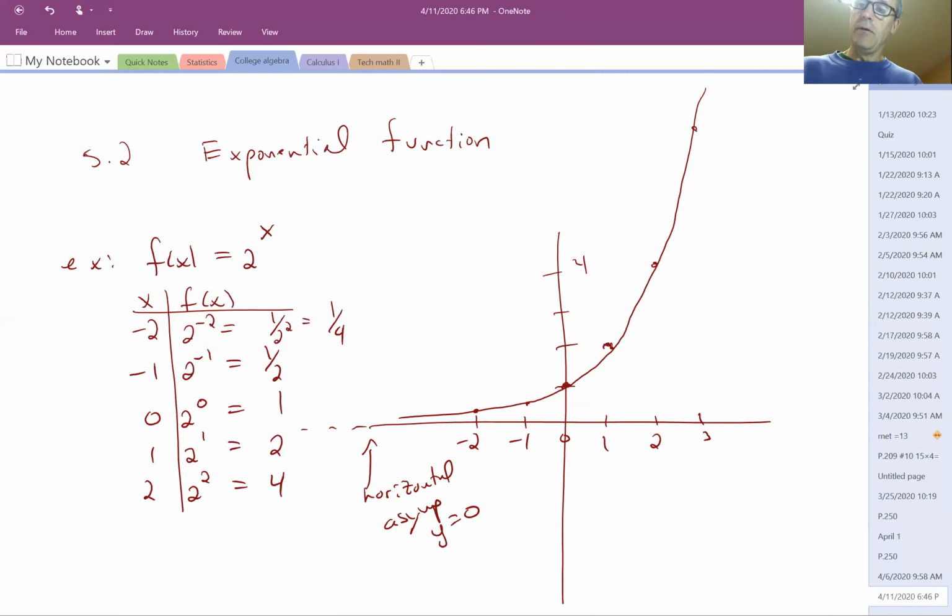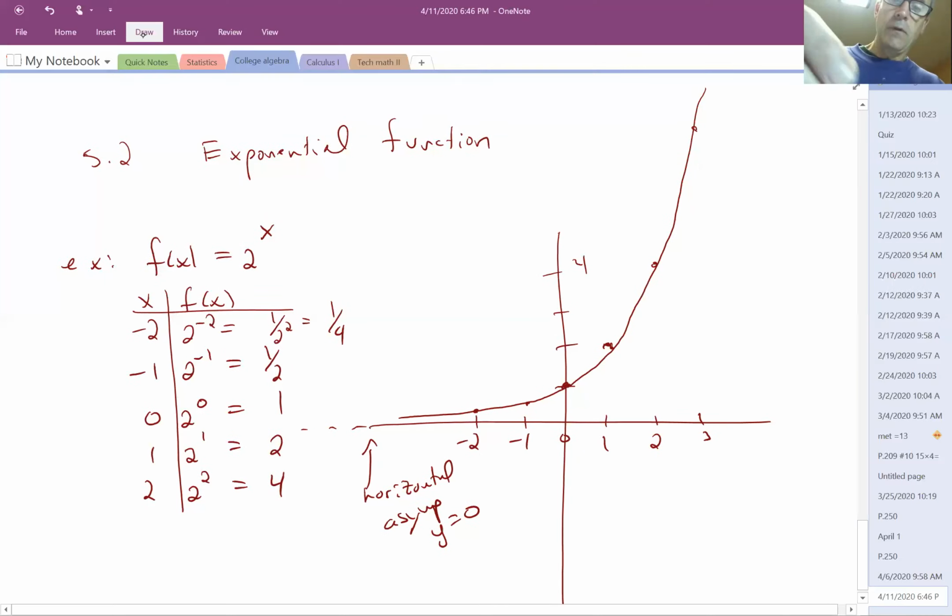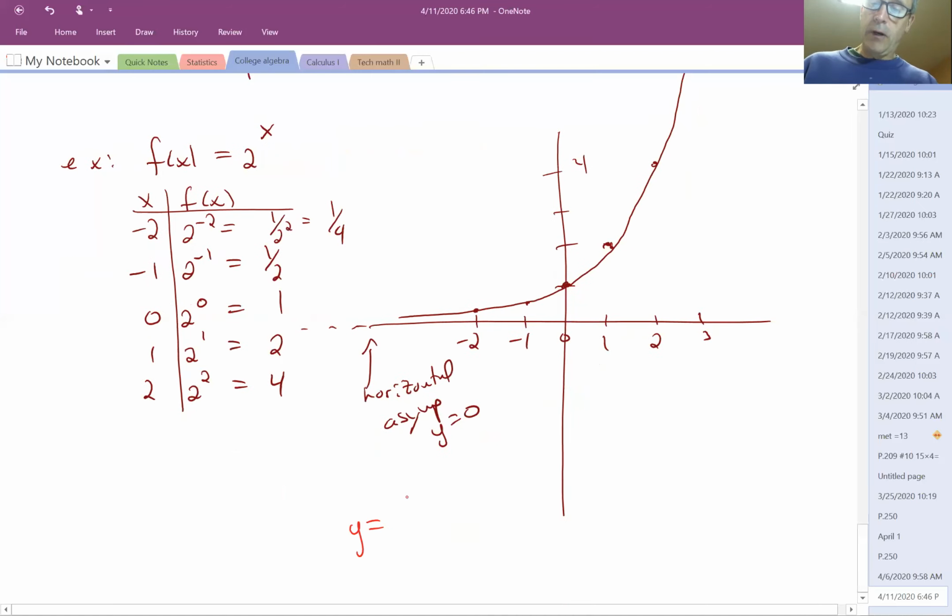Okay, so see, we know that. Now shifting, reflecting. Let's do y equals 2 to the x minus 1. What do you do when you replace x with x minus 1? Shift it 1 to the right. So take all these points and move them 1 over. Should look like this. So this is y equals 2 to the x minus 1.